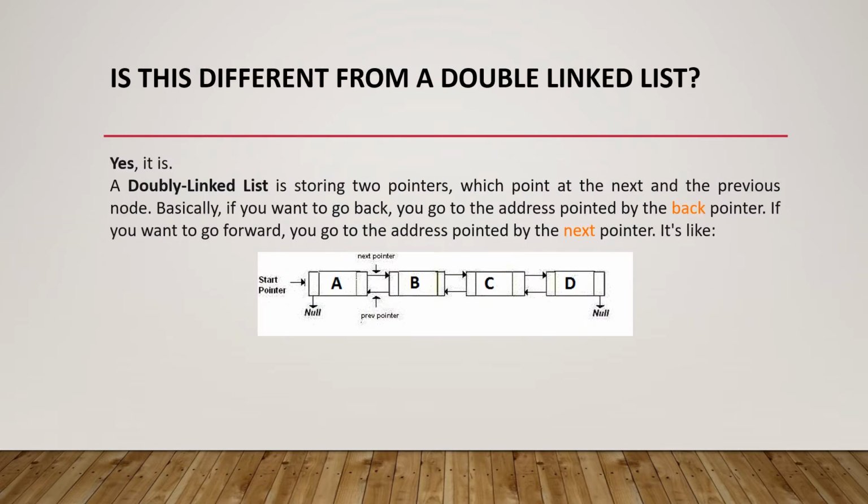Is XOR linked list different from a doubly linked list? Yes, it is different. A doubly linked list is storing two pointers which point at the next and the previous node. Basically, if you want to go back, you go to the address pointed by the back pointer. If you want to go forward, you go to the address pointed by the next pointer. It's like start pointer null, A to B next pointer previous pointer, and D is null. The given picture is an example of the doubly linked list.